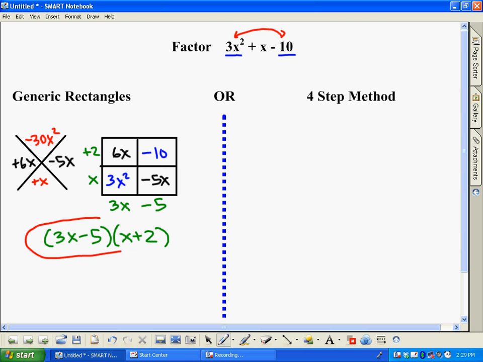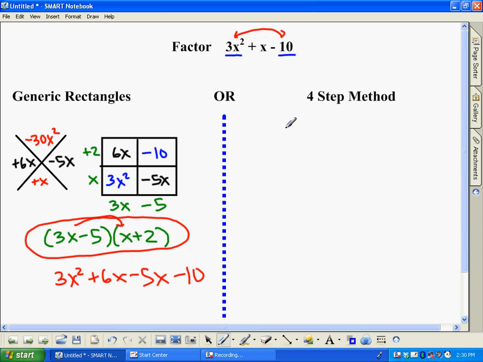And if you're not a believer, you can always take this answer here, which I'm going to circle because it's my answer, and you can use FOIL. So what is 3x times x? Well, that's 3x squared. 3x times positive 2 would give me positive 6x. Negative 5 times x would give me negative 5x. And then finally, negative 5 times 2 would give me my negative 10. And what do these add up to be? They add up to be what we started with over here. So like I said, this is called the generic rectangles method, and it works. I'm going to show you the four-step method also.